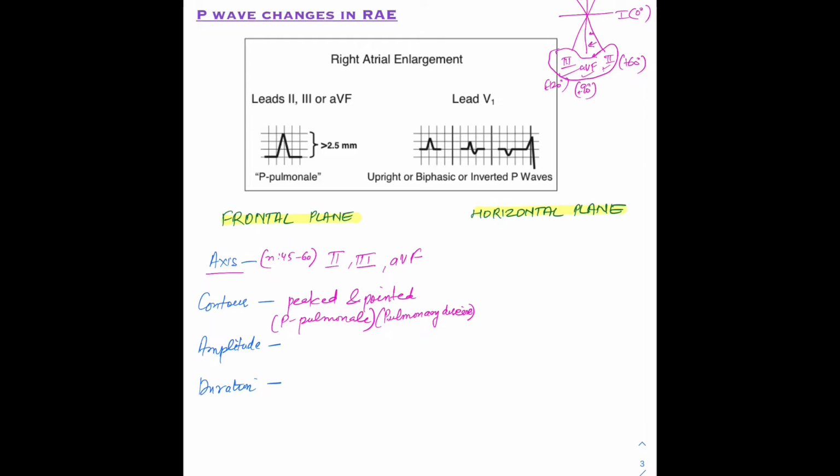Now coming to the amplitude and duration. The height or the amplitude of the P wave will increase from the normal, which is 2.5 mm. And the duration of the P wave in case of right atrial enlargement is not prolonged. I would really like to discuss in more detail why the duration is not prolonged, because when we talk about left atrial enlargement, we will see that the duration is prolonged.